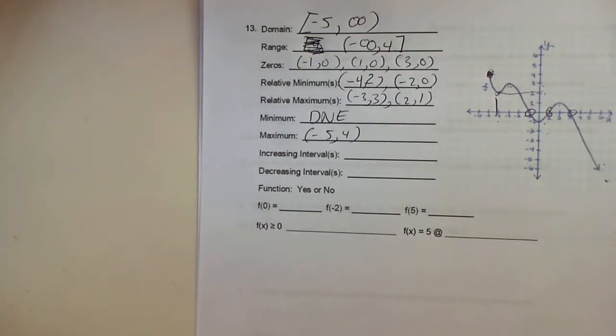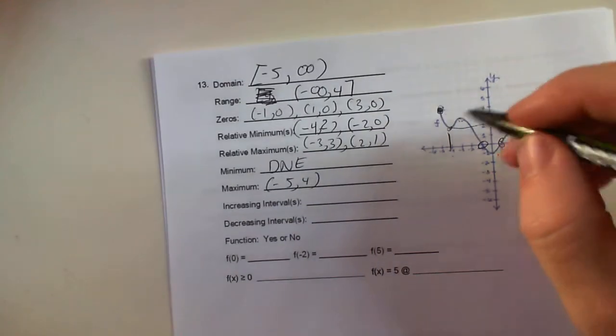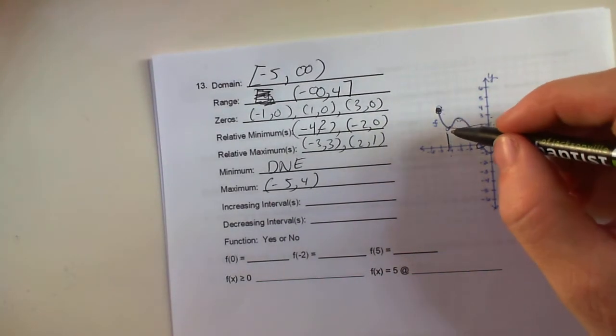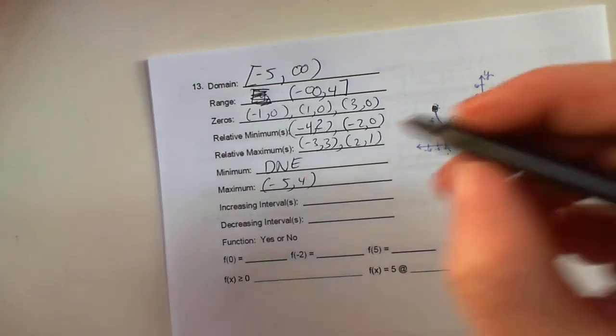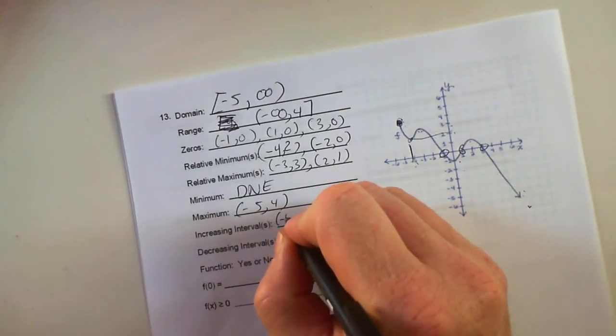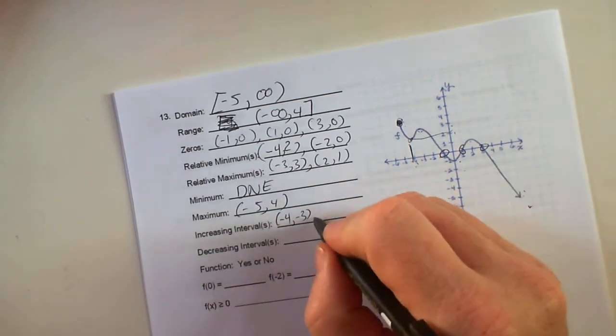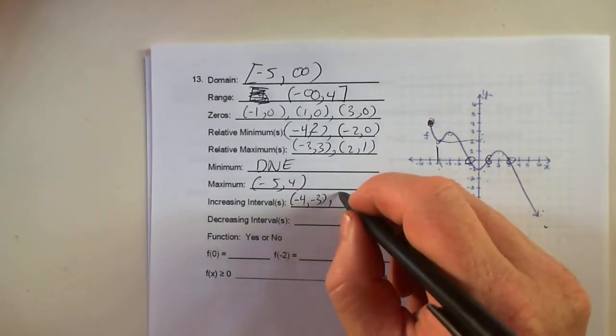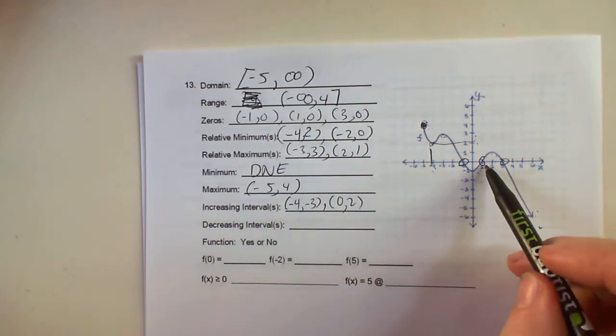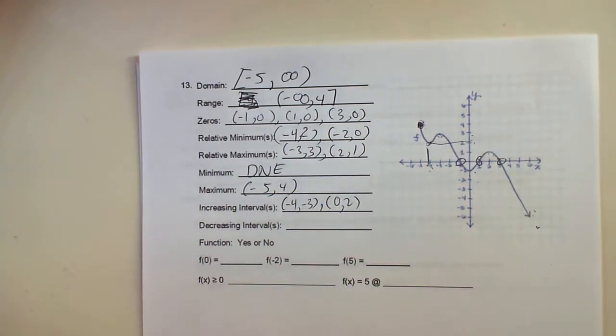My intervals of increase, remember this is if I'm riding a bike, I'm going uphill. We never include the actual peaks. So going uphill, I'm going uphill from negative 4 to negative 3. Then I'm going uphill again from 0 to 2. And those are my only 2 uphill pieces.